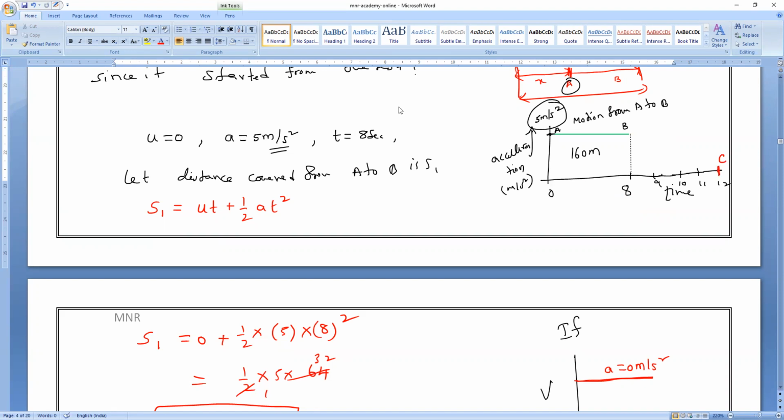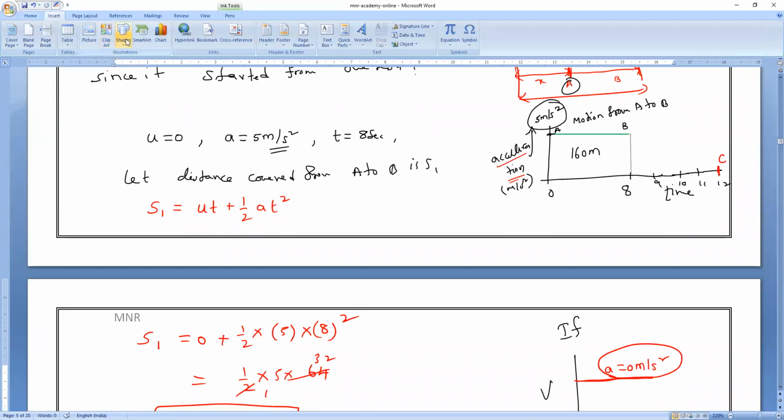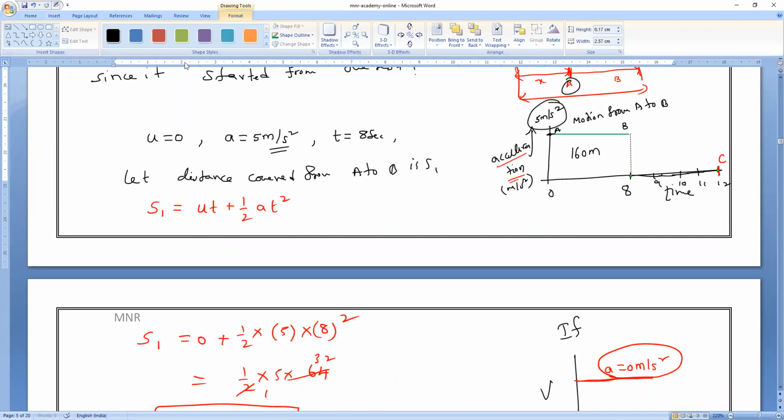Now, as we know, it is moving with a constant velocity. If you are drawing the acceleration time graph, again the acceleration is 0 if it is constant velocity. So the graph will coincide exactly with which axis? The X-axis. Clear? It is parallel only. Understood?